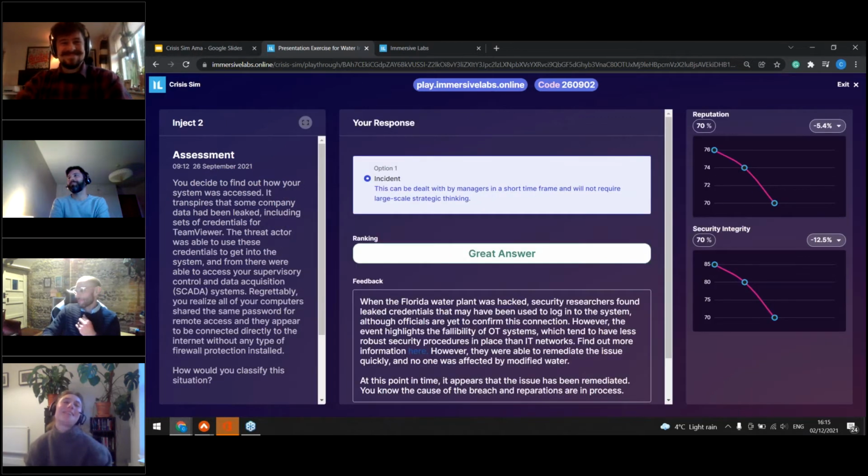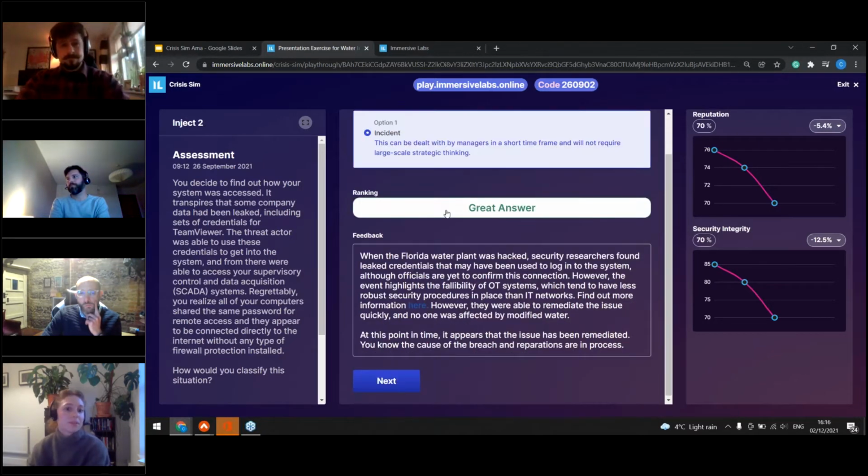And like I said, we do have a lab that in the full version of this comes in the first inject, which will teach you about the differences between incident and crises. So we're really enhancing that soft skill of those decision-making capabilities of the player. So we've got a great answer. At this point in time, it appears the issue has been remediated. You know the cause of the breach and reparations are in process. So at the moment, it's not escalated to the point of a crisis yet.